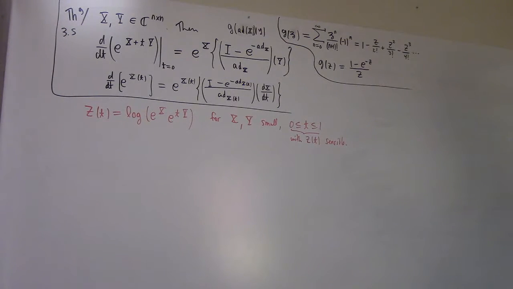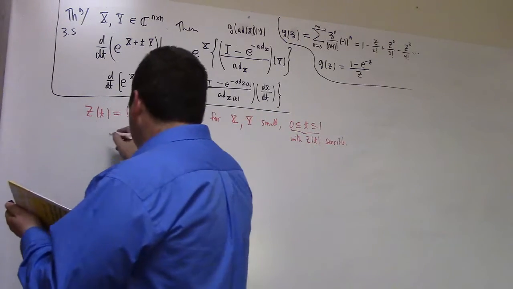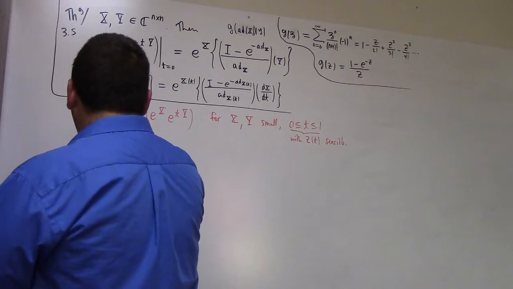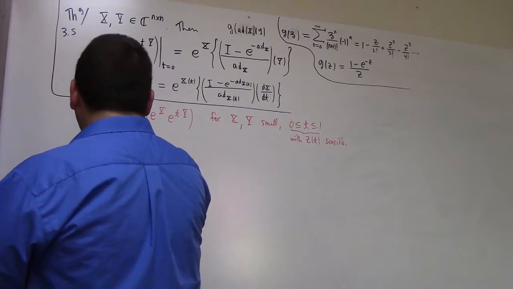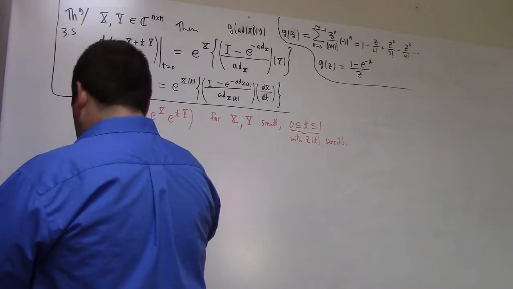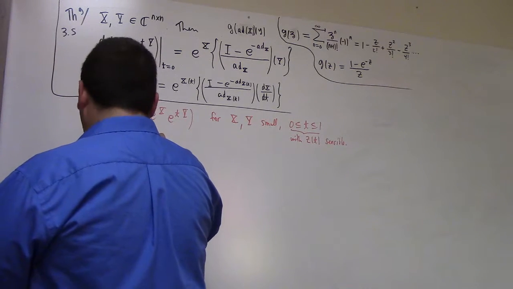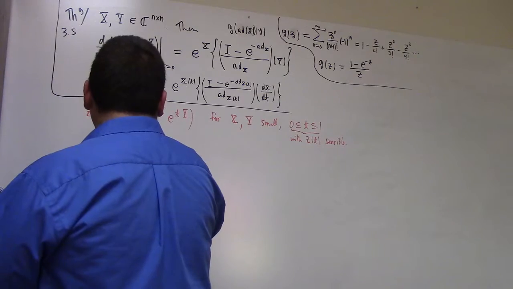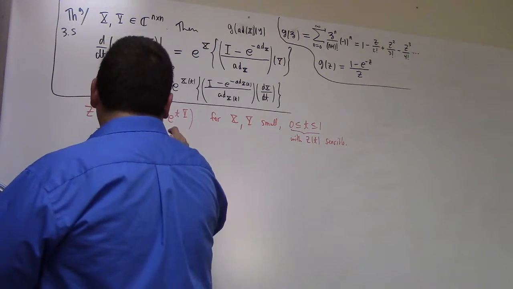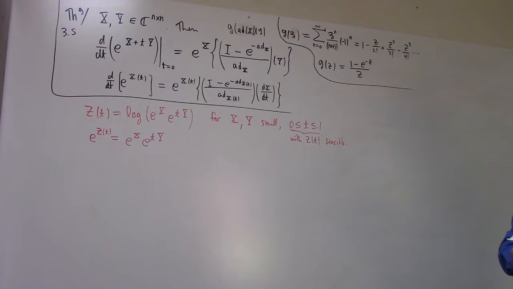Now it follows, of course, that e to the z, I should write the t dependence, it kind of matters, e to the z of t is equal to e to the x, there is no x dependence, and then e to the ty. So basically we exponentiate both sides.